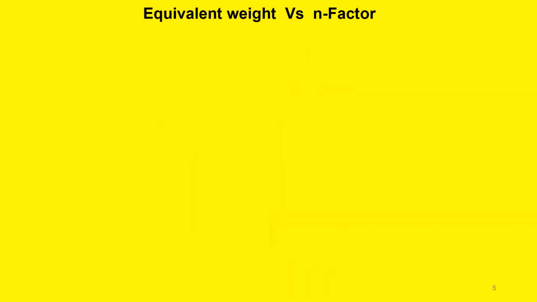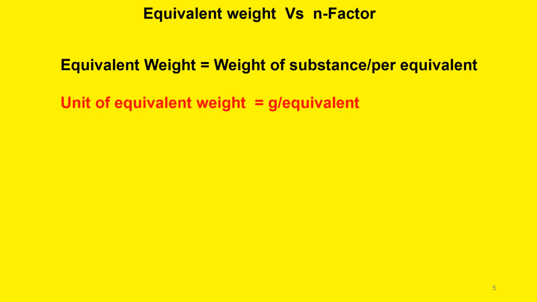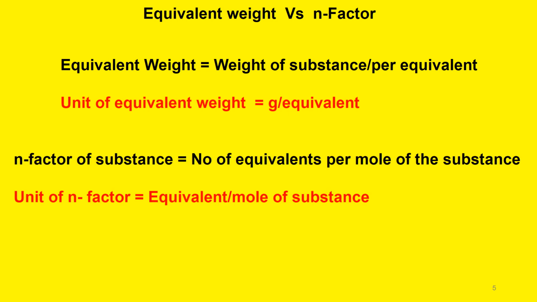To clarify the concept, let us differentiate equivalent weight from N factor. The equivalent weight is the weight of the substance per equivalent. For reactions involving oxygen, hydrogen and chlorine, simply equate the mass of the substance to 1 gram of hydrogen or 35.5 grams of chlorine or 8 grams of oxygen. A unit of equivalent weight is gram per equivalent. N factor represents the number of equivalents per mole of substance. The unit of N factor is equivalent per mole of substance.